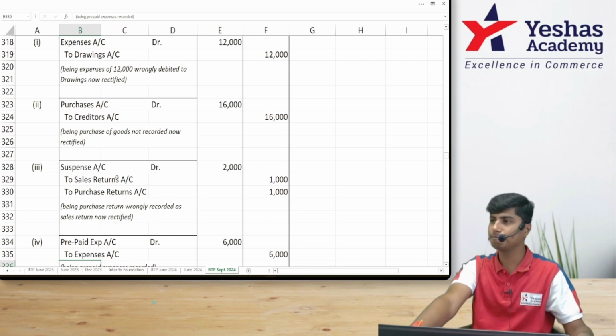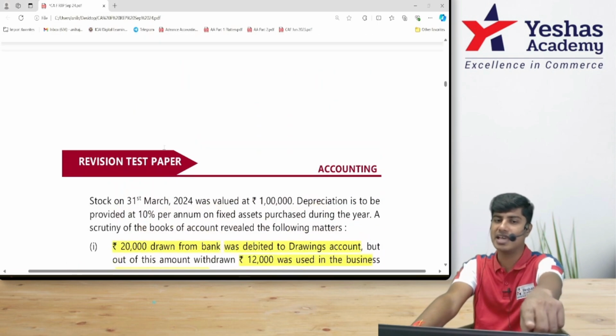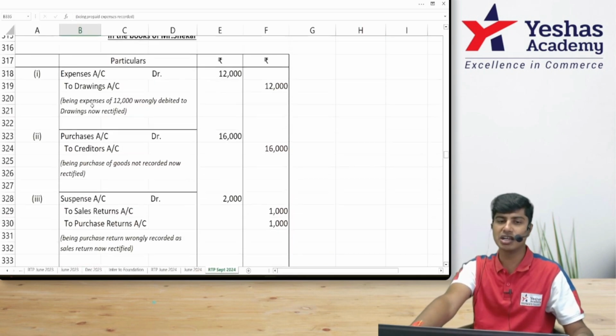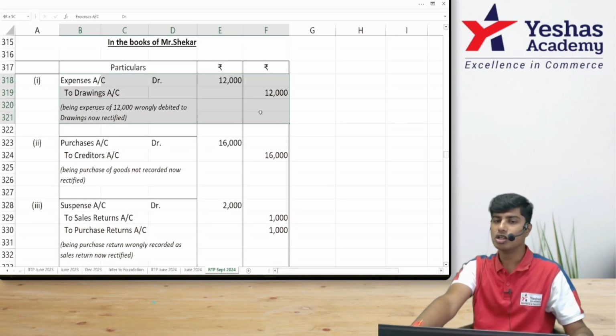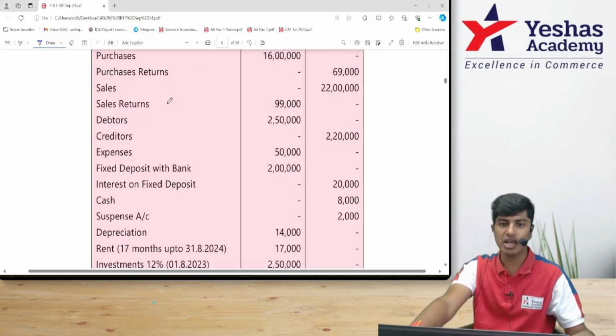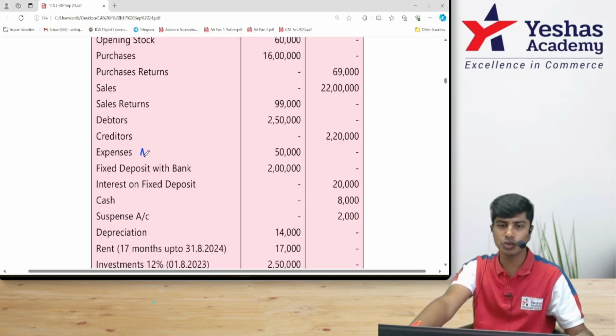Did everyone get it? A very, very important thing you should note right now is this trial balance. This is before rectification. What is the first journal entry? Expense to drawings. So expense will change, drawings will change. Do you agree with me? Come on, make a quick note here. Expense, one star.